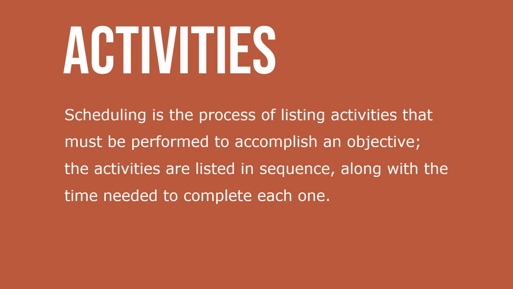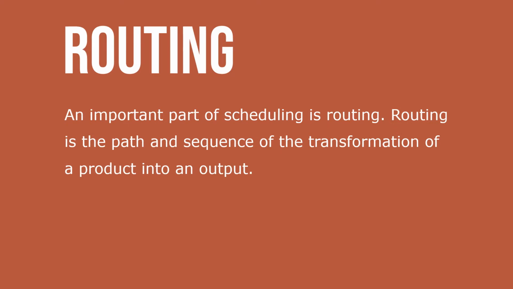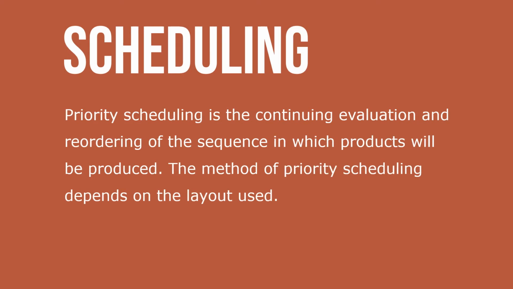Scheduling is the process of listing activities that must be performed to accomplish an objective. The activities are listed in sequence along with the time needed to complete each one. An important part of scheduling is routing. Routing is the path and sequence of the transformation of a product into an output. Priority scheduling is the continued evaluation and recording of the sequence in which products will be produced. The method of priority scheduling depends on the layout used.